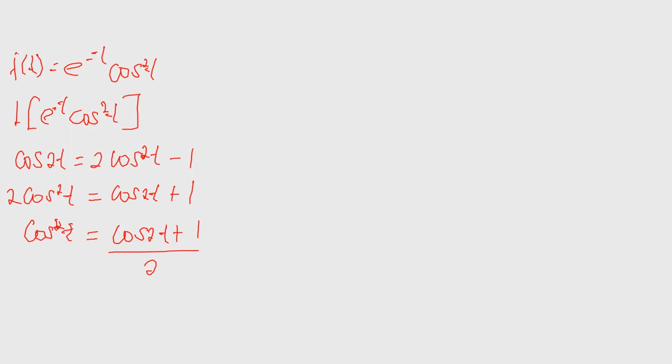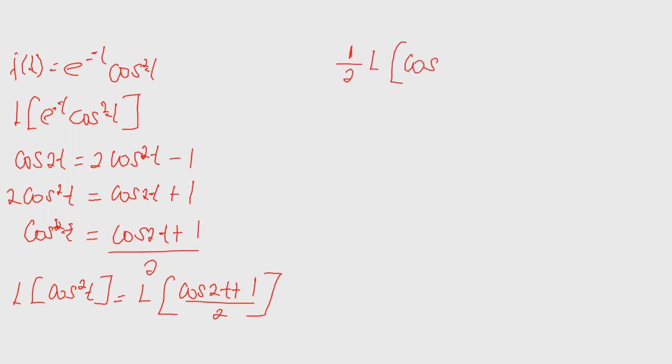The next thing you do is that instead of writing cos squared t, the Laplace transform of cos squared t will be the same as the Laplace transform of cos 2t plus 1 over 2. So we have to find the Laplace transform of cos 2t plus 1 over 2. First of all, we take out the constant, that's 1 over 2, into the Laplace transform of cos 2t plus 1. So you are going to find the Laplace transform of each of these separately: the Laplace transform of cos 2t, plus the Laplace transform of 1.